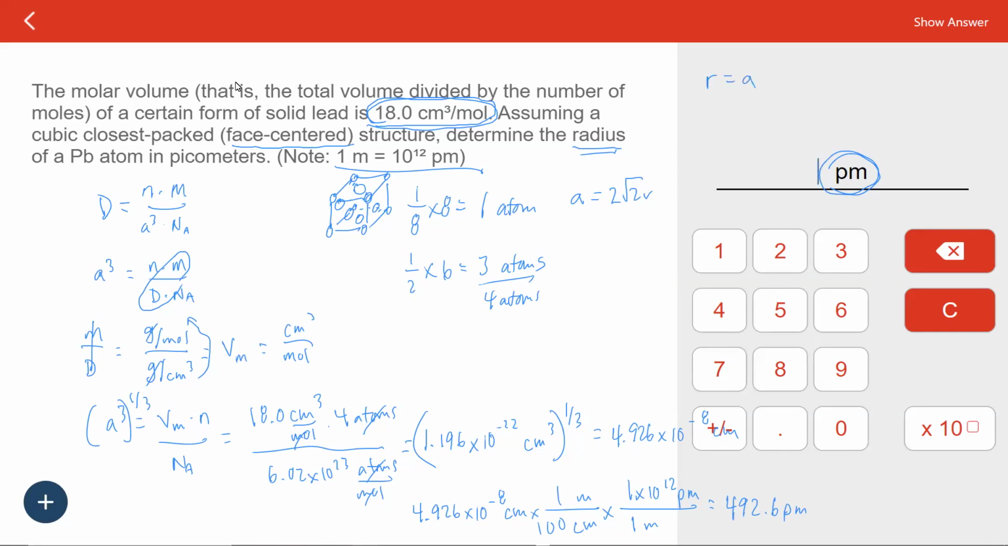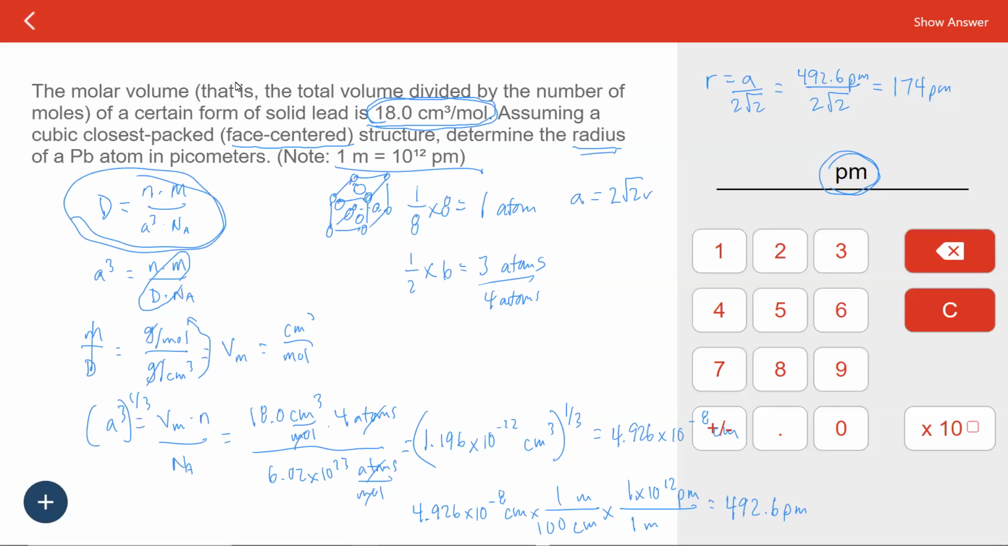And then finally, I'm going to rearrange. So R is equal to A. So 492.6 divided by 2 square root of 2 or square root of 8. And that gives me 174 picometers. So tricky problem based on this idea of density, but kind of one step further.